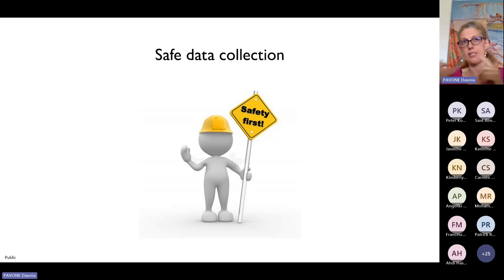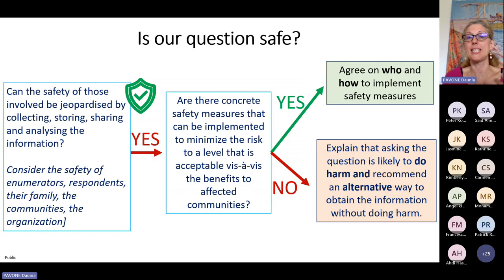What does it mean? We said safe, ethical, and effective. We start with safe because safety comes first, as you see on the slide. So what does it mean to have safe data collection? And again, we're talking mostly about collection here, but when we collect data, we also need to look a little further than collection. This little decision tree or flowchart tries to summarize what we would like to have when we collect data or before we collect data.